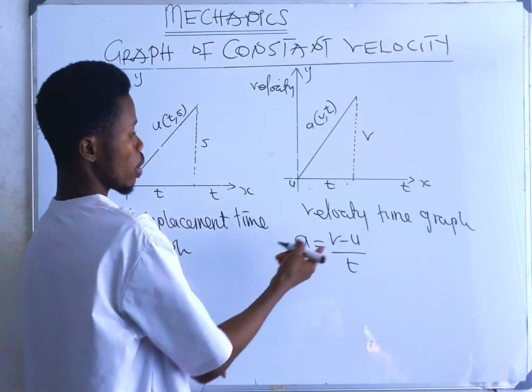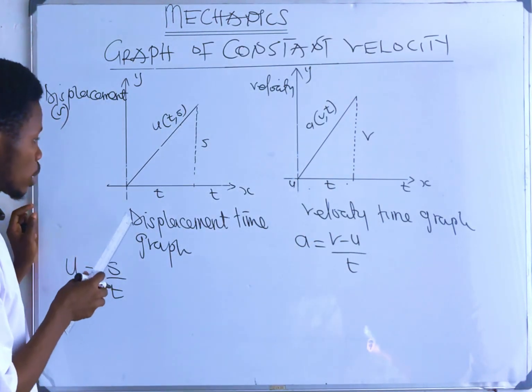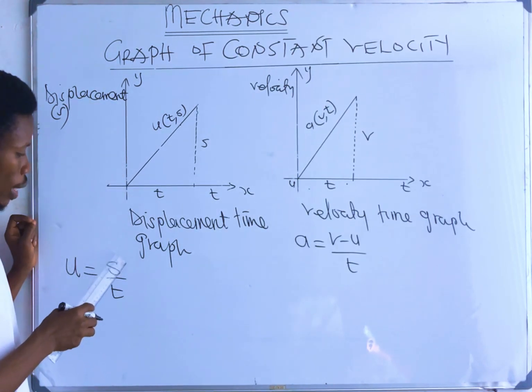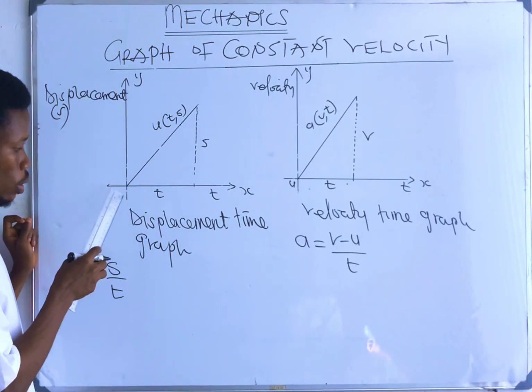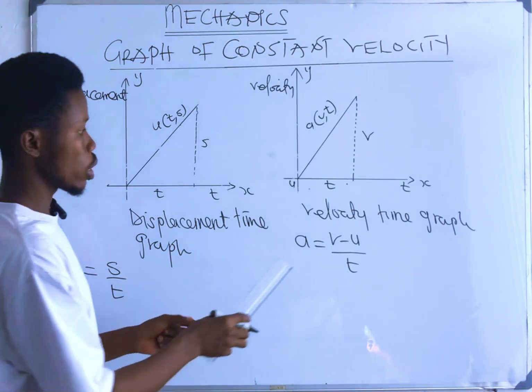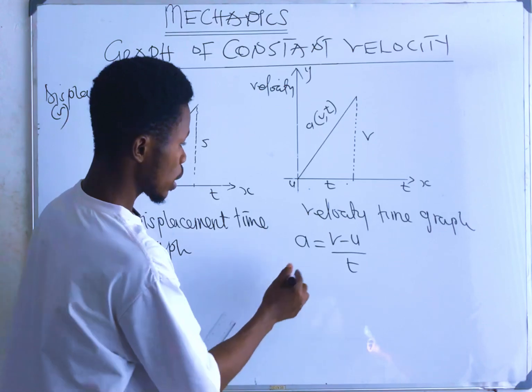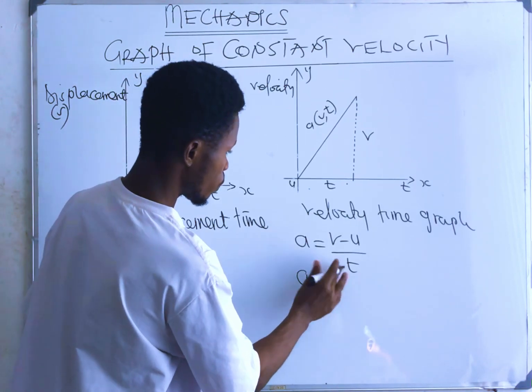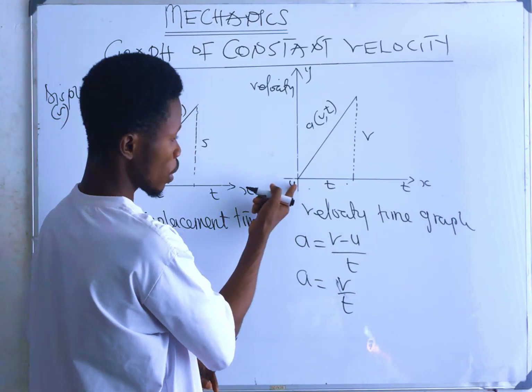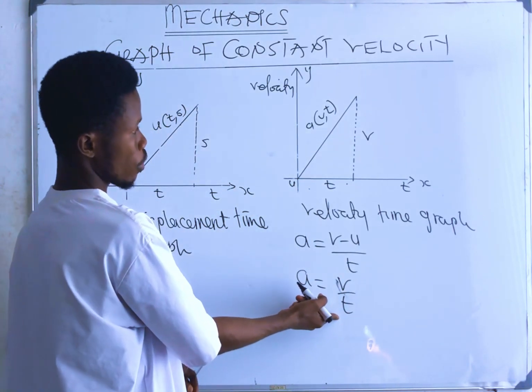The reason why this place is supposed to be the initial minus the final, but you realize that the initial is 0, so s minus 0 is still s. That's why I've written s over t. So v minus u over t can still be written as v over t, because the u is starting from the initial point, so that will be 0. So this is what we get.